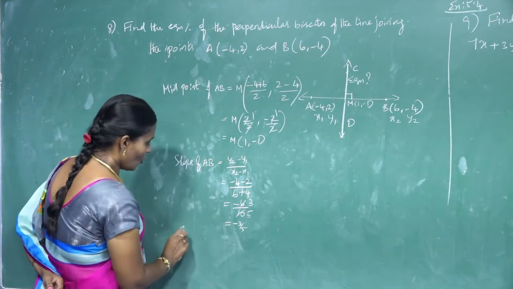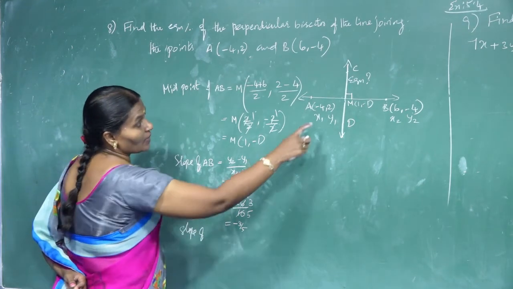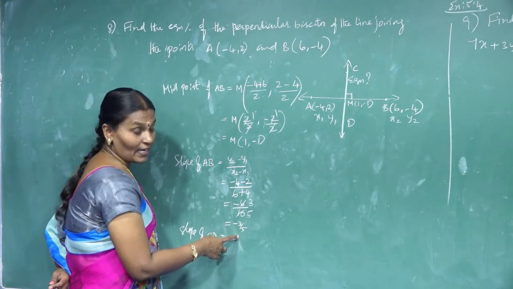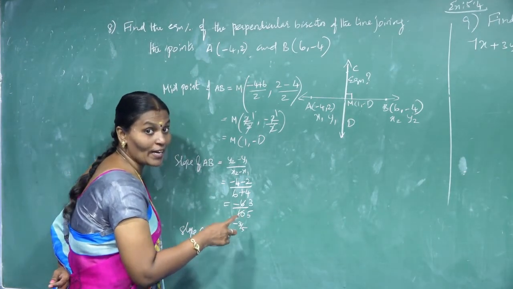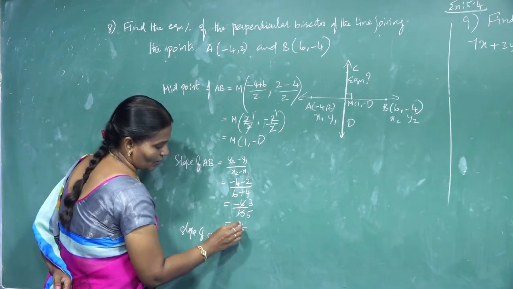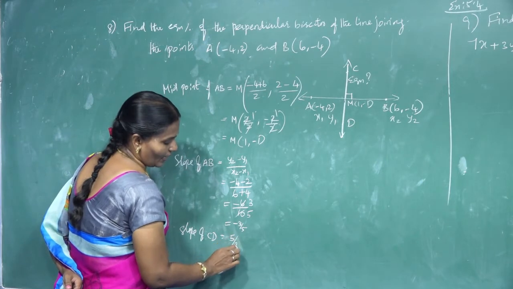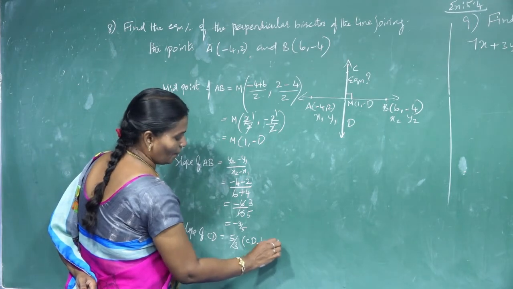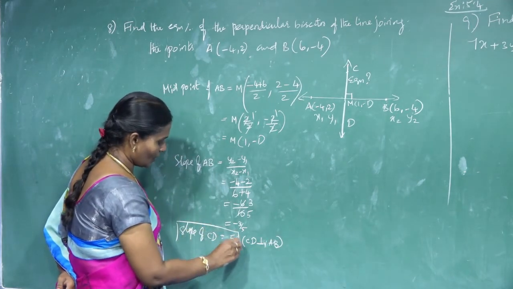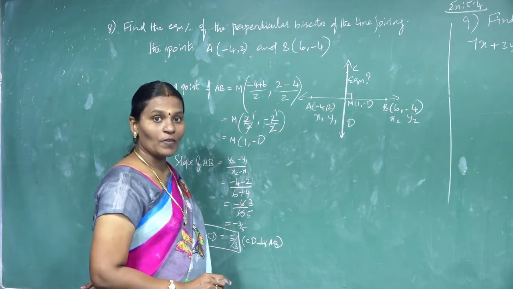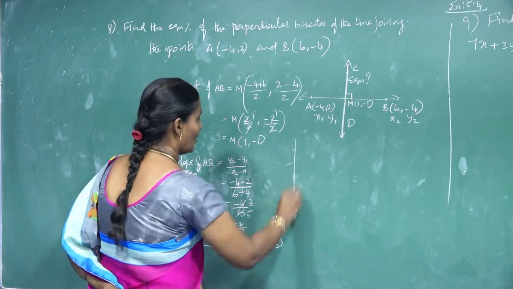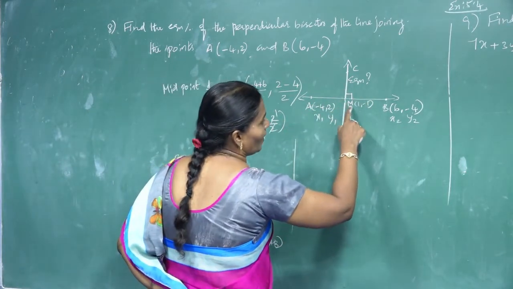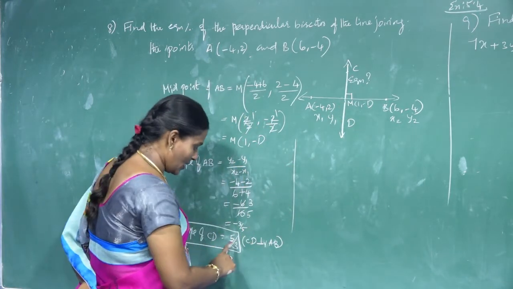So what is now the slope of CD? The slope of CD is 5 by 3, the negative reciprocal of the slope. Why? What is the negative reciprocal? 5 by 3. Why is this the negative reciprocal? Because CD is perpendicular to AB. So the slope of CD is 5 by 3. Now here you got 2 things. What are they? M of (1, -1) is 1 point, and here the slope.